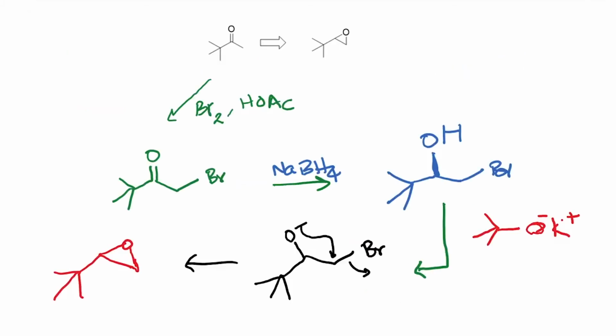Okay, so let's move on to the next problem. The question here is to convert this ketone to the corresponding epoxide. I think many of you would know the epoxide as a functional group, which is basically the 3-membered ring with an oxygen in it, and of course 2 carbons.